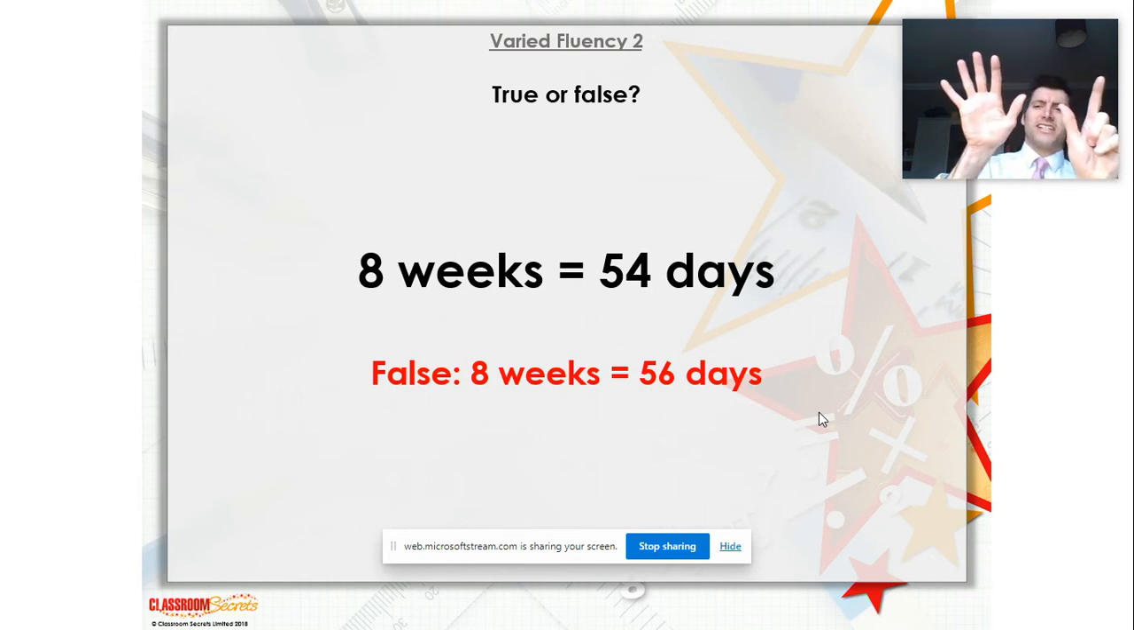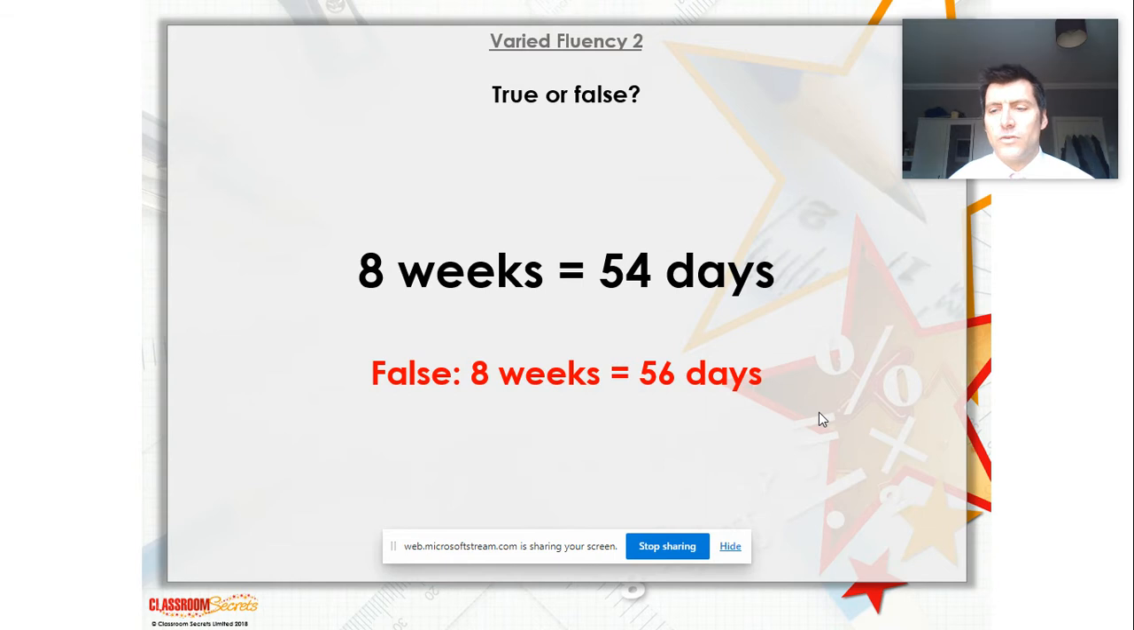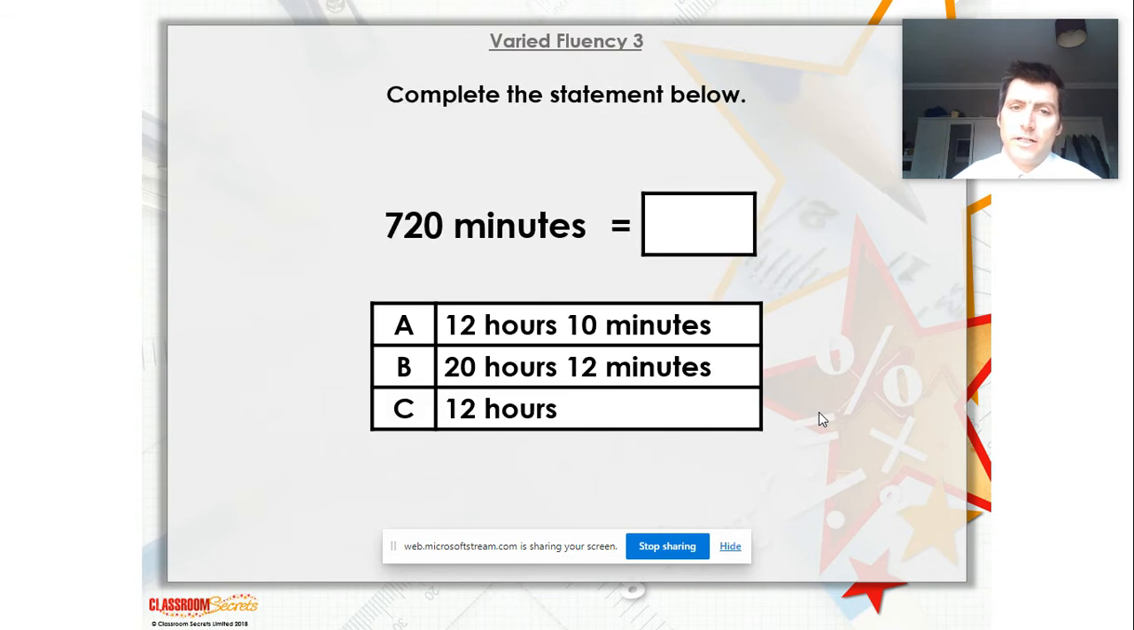I'm trying to show those in this camera. So it's 7 days in a week. So 7 days with our Saturday and Sunday at the weekend. And therefore it's 7 times 8, which is 56 rather than 54. So this is false.